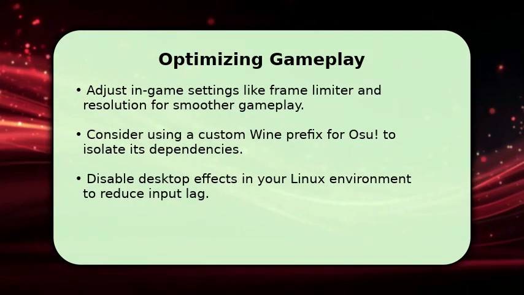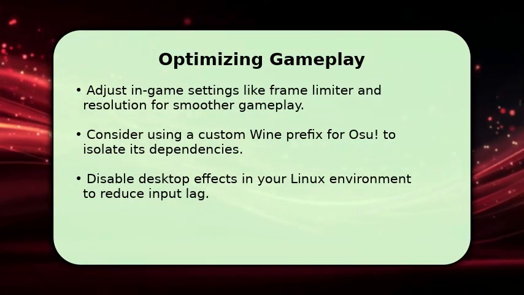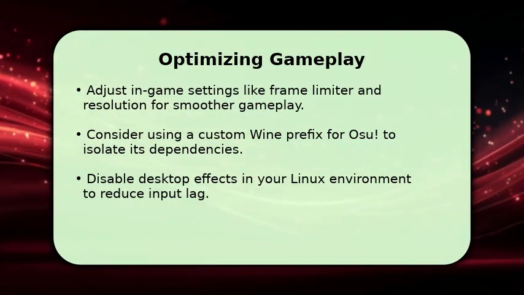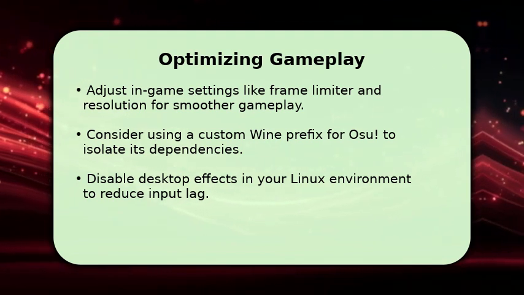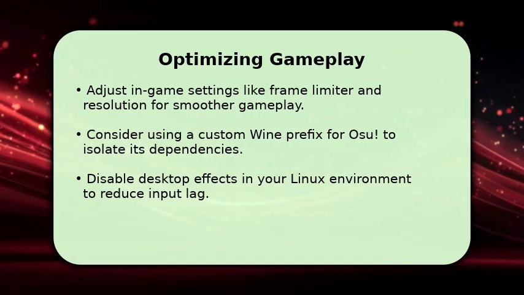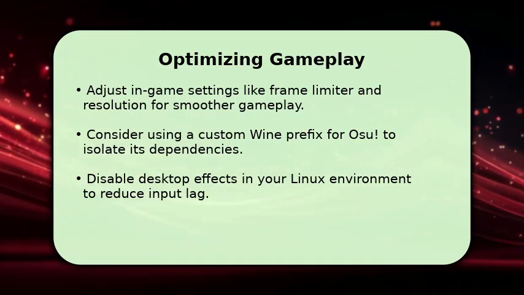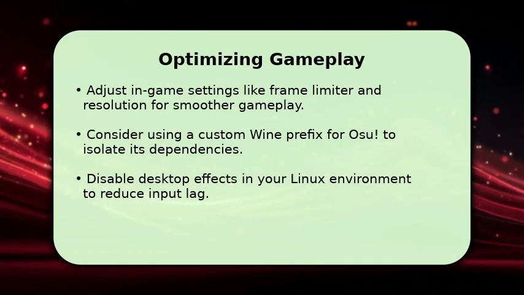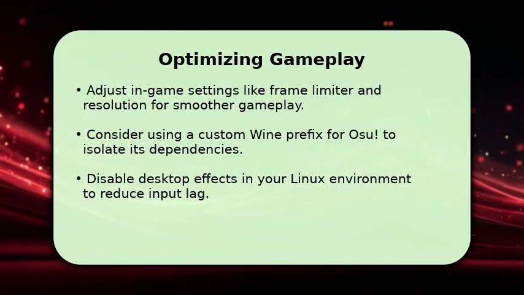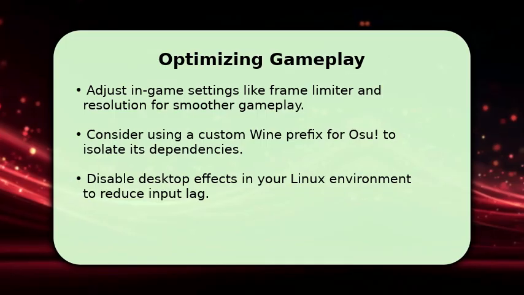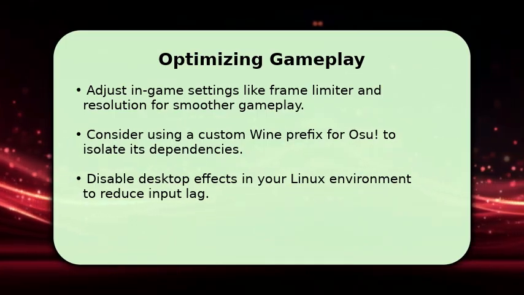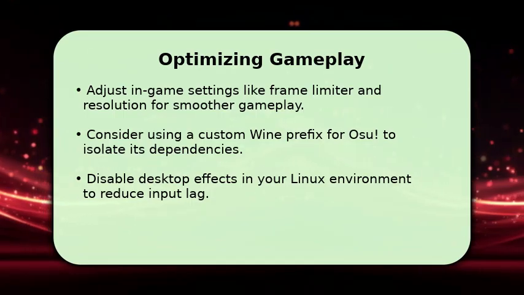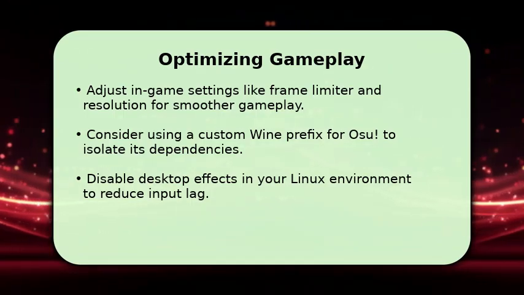To get the best experience, optimizing your gameplay is key. Within OSU, adjust settings such as the frame limiter to unlimited, and set your resolution to match your monitor. For advanced users, creating a custom Wine prefix specifically for OSU can help isolate its dependencies. Additionally, disabling desktop effects in your Linux environment, like compositing, can significantly reduce input lag, giving you a competitive edge.